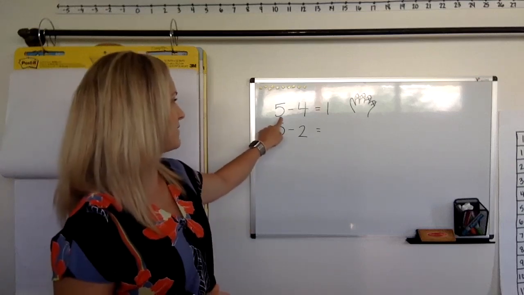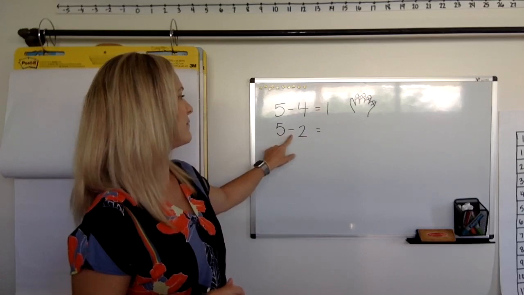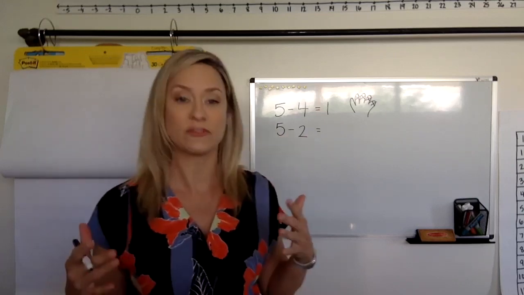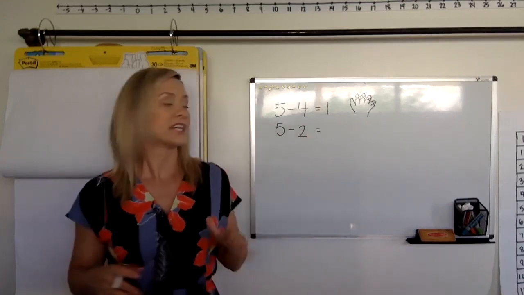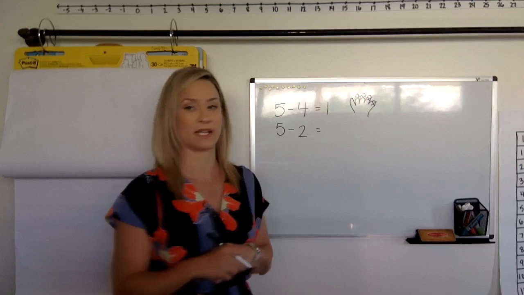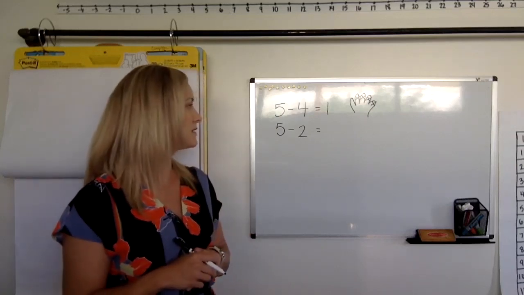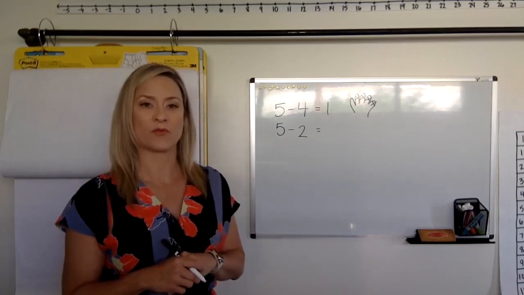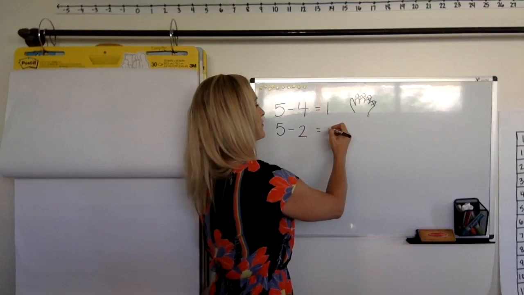Last time we did 5 minus 4 and we got 1. This time we're going to do 5 minus 2. Really they need to get fluent within their 5s in kindergarten, so we're practicing that today. So 5 minus 2. We're going to give them some time to think, and then we're going to ask them what their answer is. And many of them will say 3.